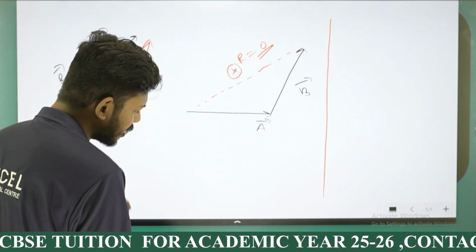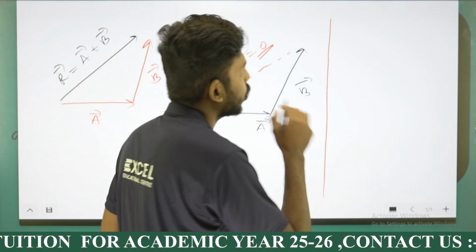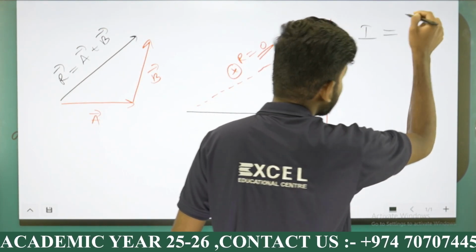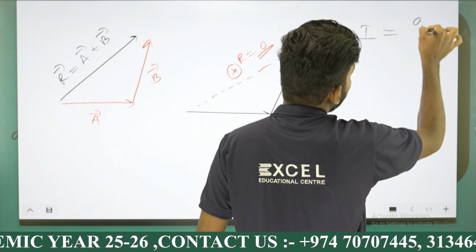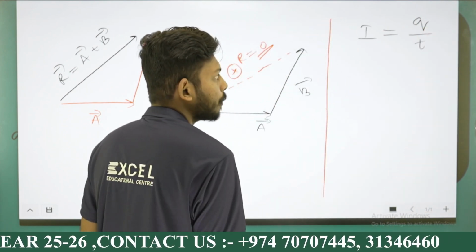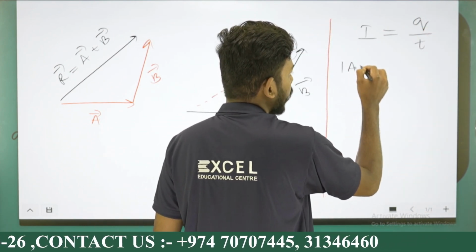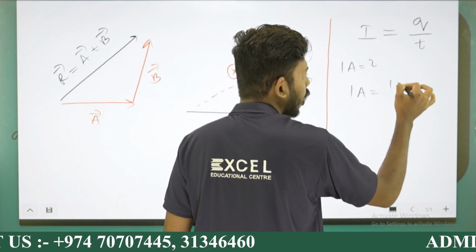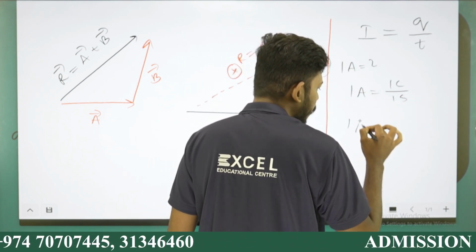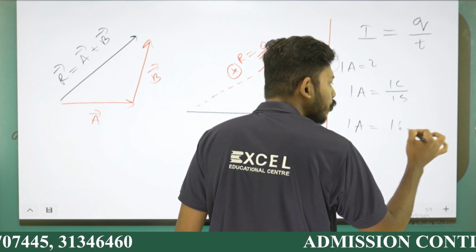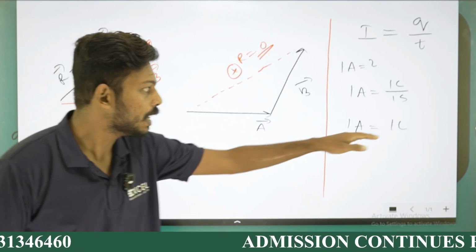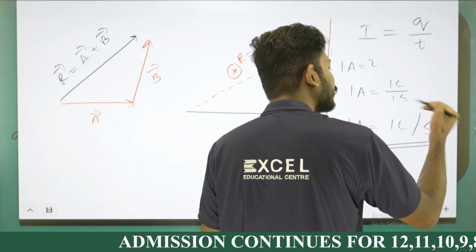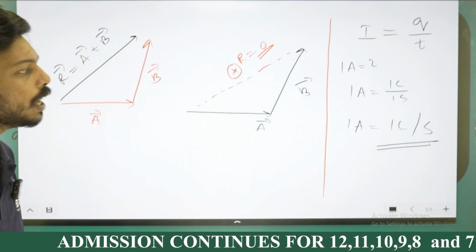Then there is something you want to know. Just understand this concept: we know that I is equal to Q by T. The question is, what is 1 ampere? It's very easy. 1 ampere is equal to 1 coulomb by 1 second. It is the flow of 1 coulomb of charge in 1 second. If 1 coulomb of charge is flowing in 1 second, it is said to be 1 ampere of current.